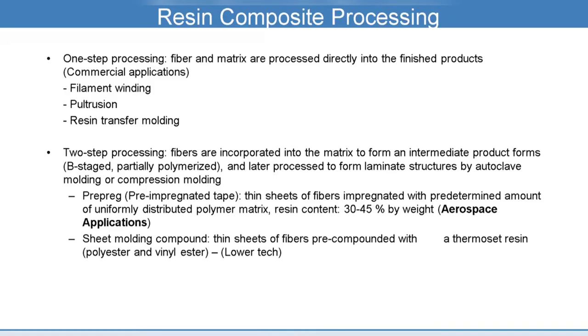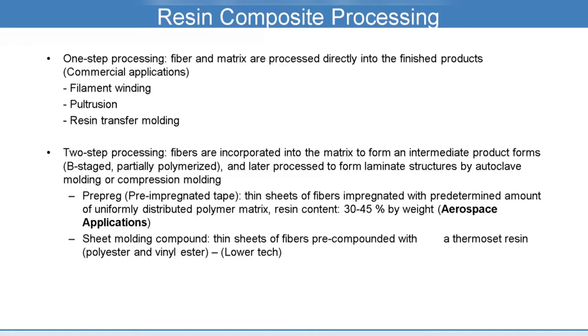A two-step processing is a situation where the fibers are incorporated into the matrix. When you do that, you are forming an intermediate product form. We call that B staging, and I'll discuss that later. It is later processed to form laminates, right? We discussed how a laminate is comprised of lamina, and the lamina in this case is the intermediate product form. I put all the lamina together, stack it up at different ply angles, and then process it further through an autoclave, which allows me to get the finalized product.